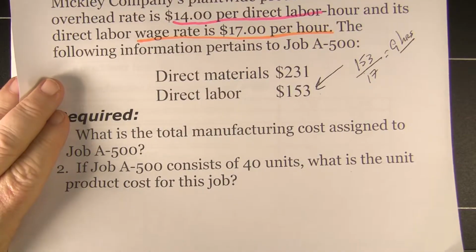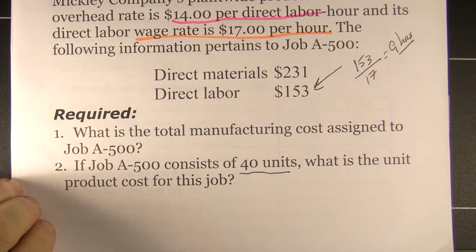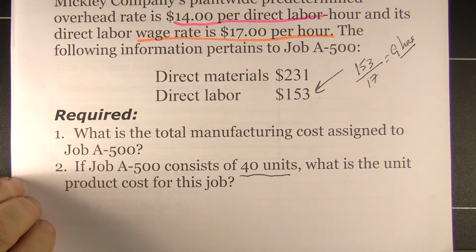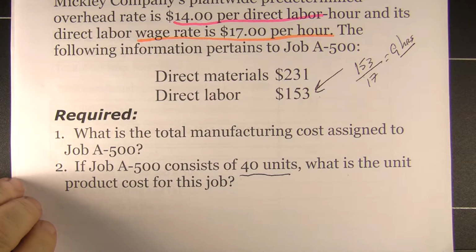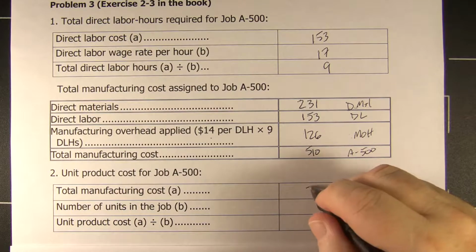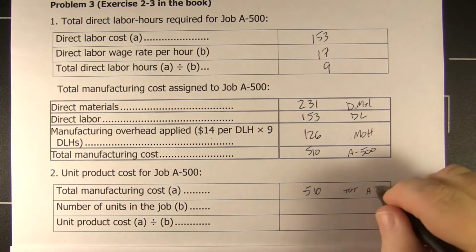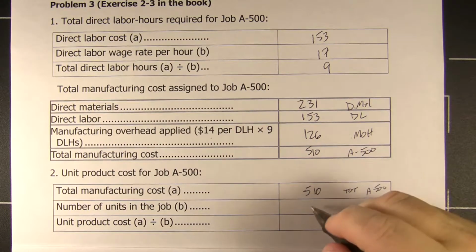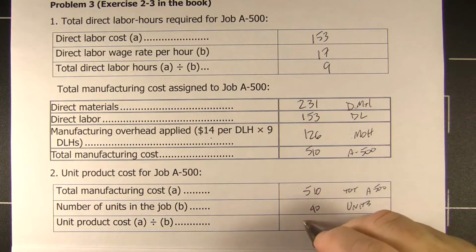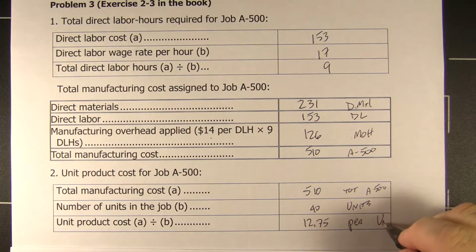Further, they tell us that the job consisted of 40 units, and they want to know how much each unit cost. This is a fairly common problem. This comes up all the time. So we'll take the total cost for the job, which was $510, total for A500, and divide by the number of units. When we do that, we come up with $12.75 per unit.